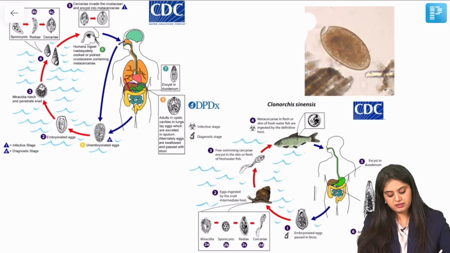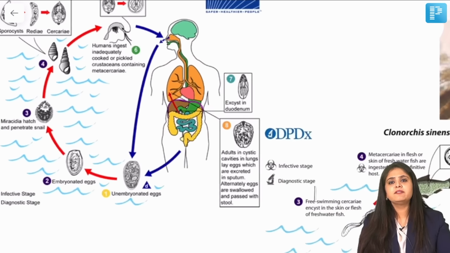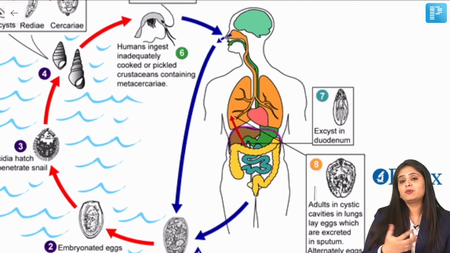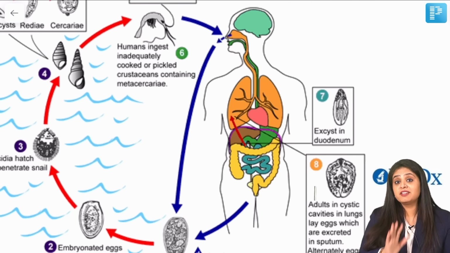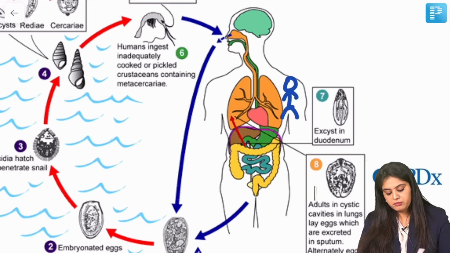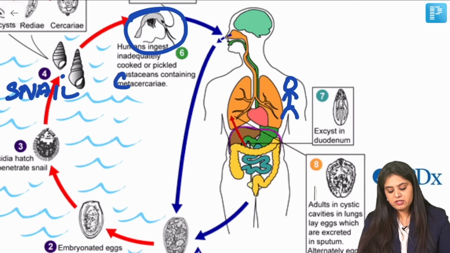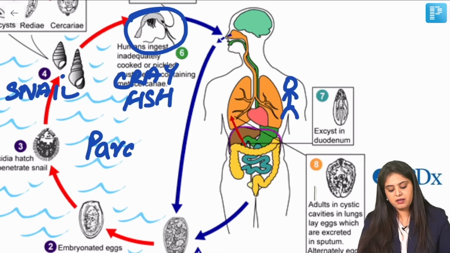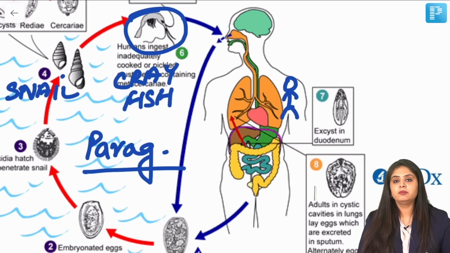Solve a few life cycles. So they will give you images, but they will also label. I know many of you won't be able to identify how a crayfish looks. So they will label. Number one, I can see a human being over here. Then I can see a snail over here. So it's a trematode. And then they will mention this to be like a crayfish. So you're like, oh, crab or crayfish. Cray, cara, para. This is a case of Paragonimus westermani.